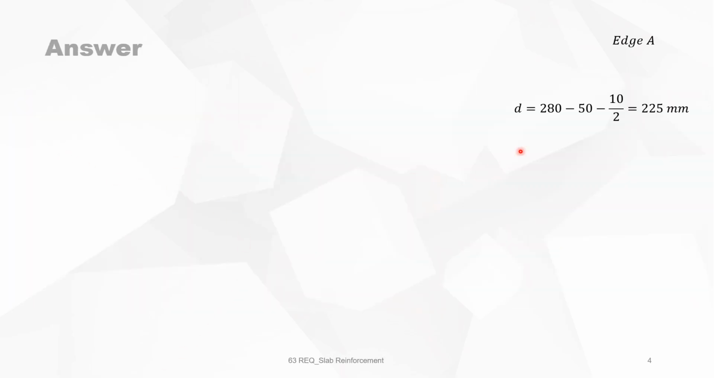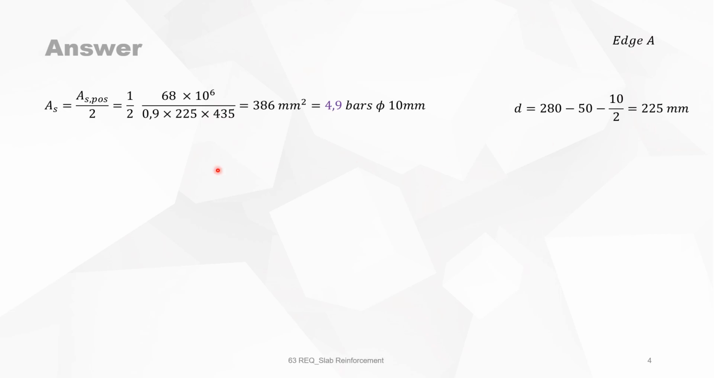We start with HE. The effective depth of the slab in the vicinity of HE is the total depth of the slab minus concrete cover minus point of gravity of the reinforcement, and it gives you 225 millimeters. The reinforcement in the vicinity of HA must be at least half the reinforcement needed for the positive bending moment. So this reinforcement is then the bending moment times 10 to the 6 because of the units, divided by the lever arm, which is 0.9 times 225, divided by the yield strength of the steel.